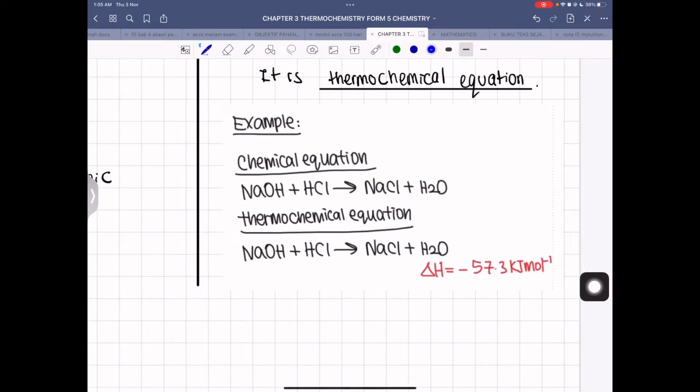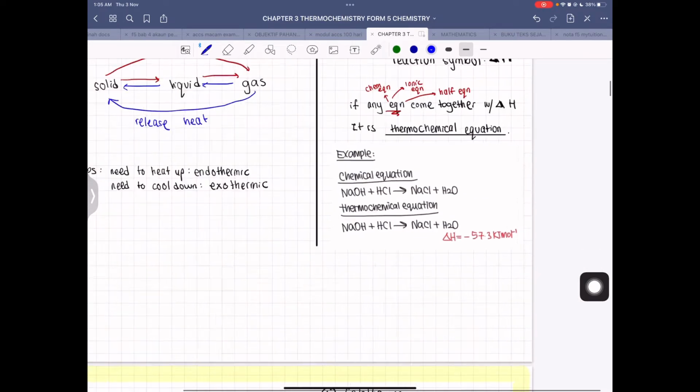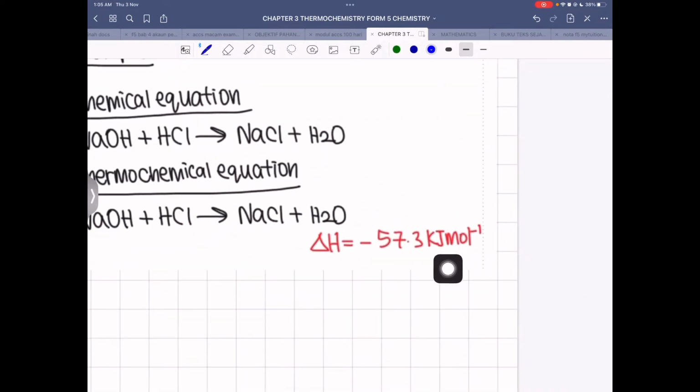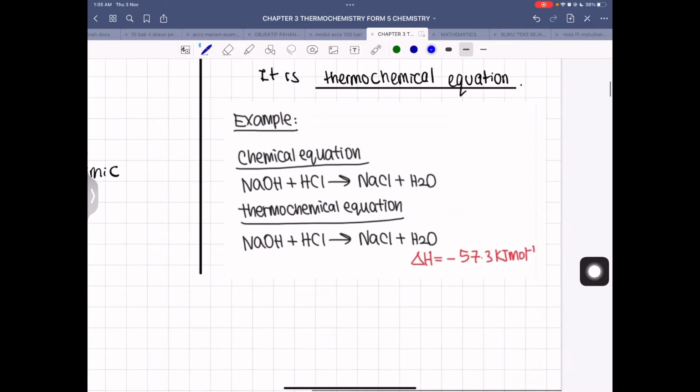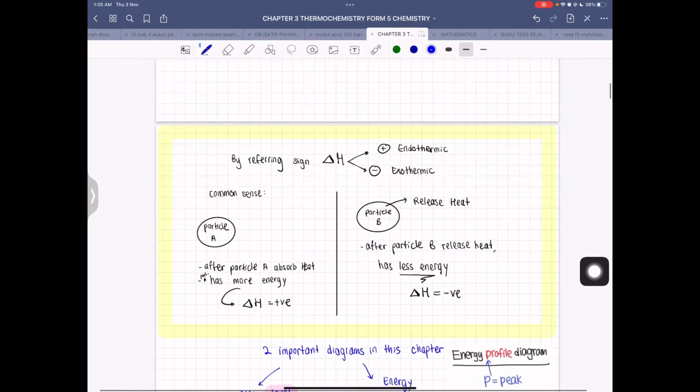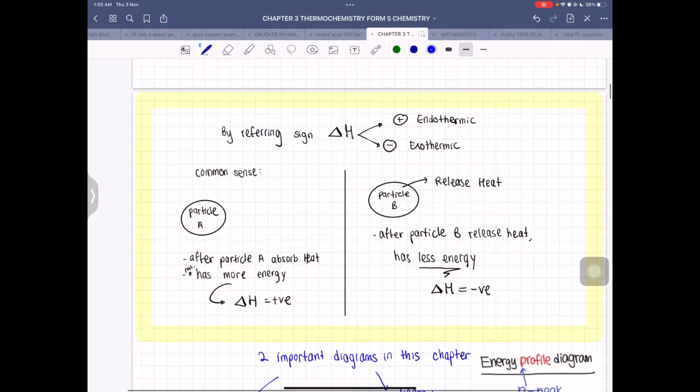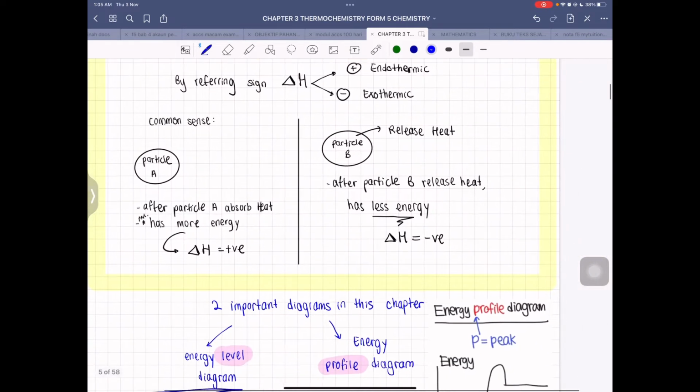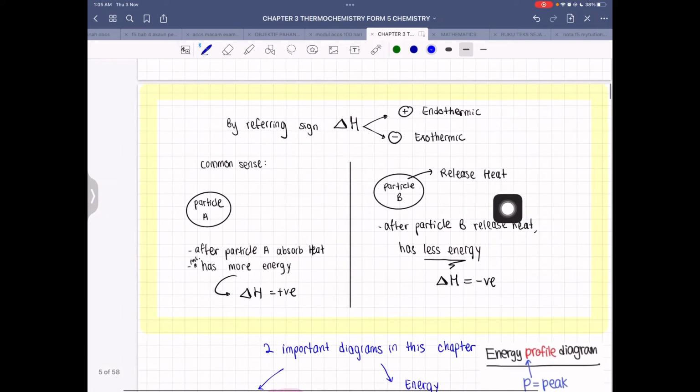And negative means it's actually releasing heat, and it's per mole. See, it's releasing 57.3 kilojoules. Okay, so referring to the sign, if it's positive, it's endothermic, so it's absorbing heat. Exothermic is releasing heat, so it's negative.